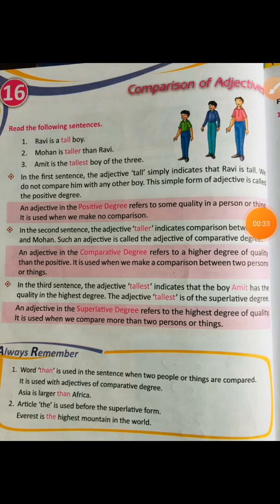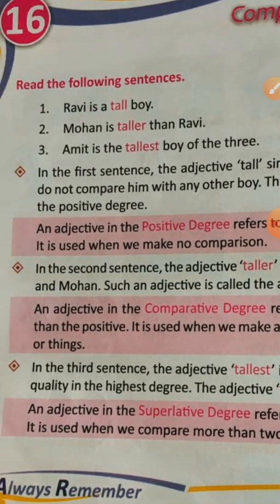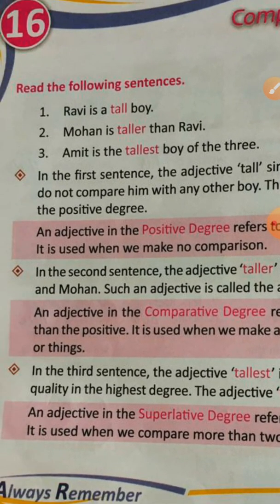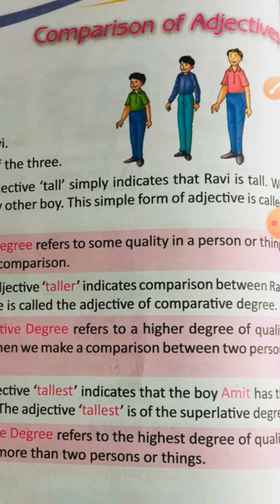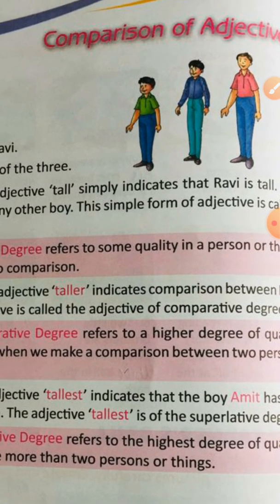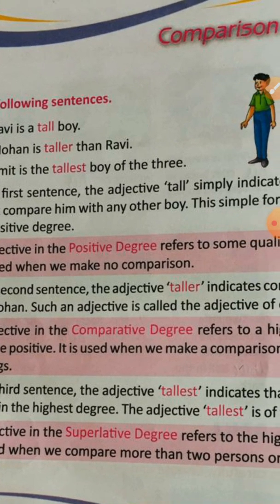Yes, dear students, here you can see there are basically three degrees of adjectives, or we can say it can be divided into three parts. There are three sentences to help you understand how we can categorize these three degrees. The first sentence is, Ravi is a tall boy. Second one, Mohan is taller than Ravi. The first picture is of Ravi, the second picture is of Mohan, and the third picture is of Amit.